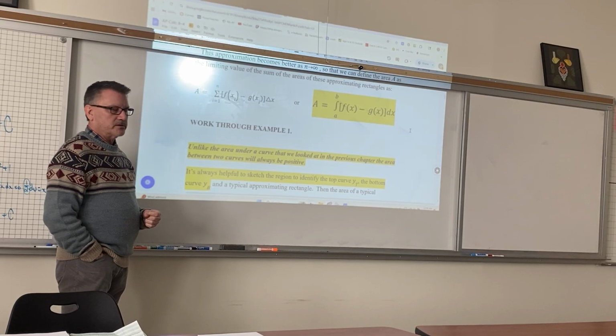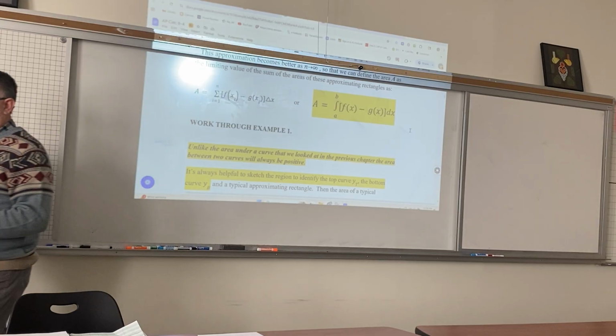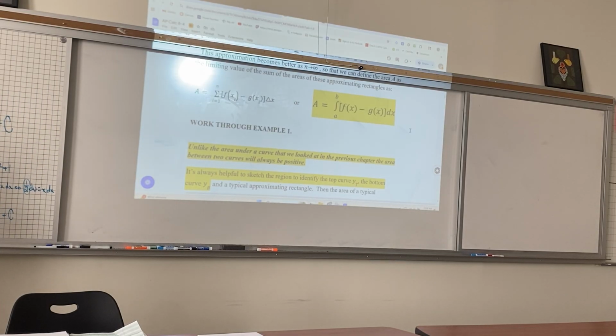Okay, and then I would say always sketch. Rough sketch, just so you can tell which one's on top. It doesn't have to be perfect. That's what I kind of like about this stuff. Although we'll start off with some perfect ones, if we shall.